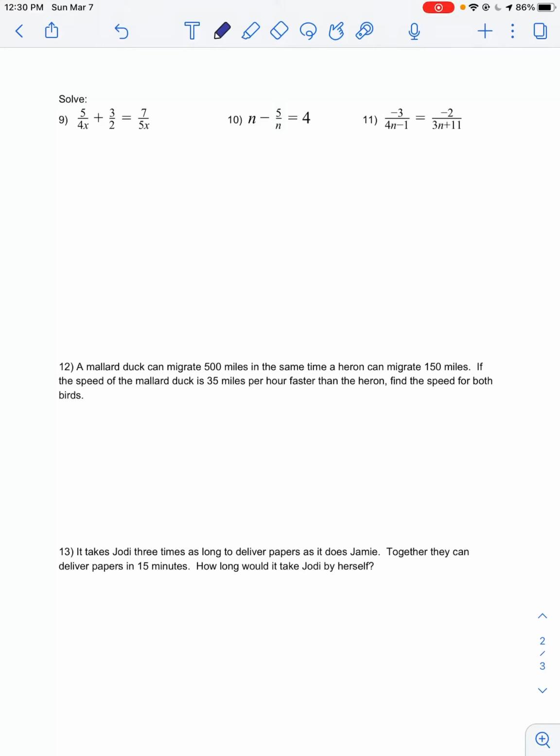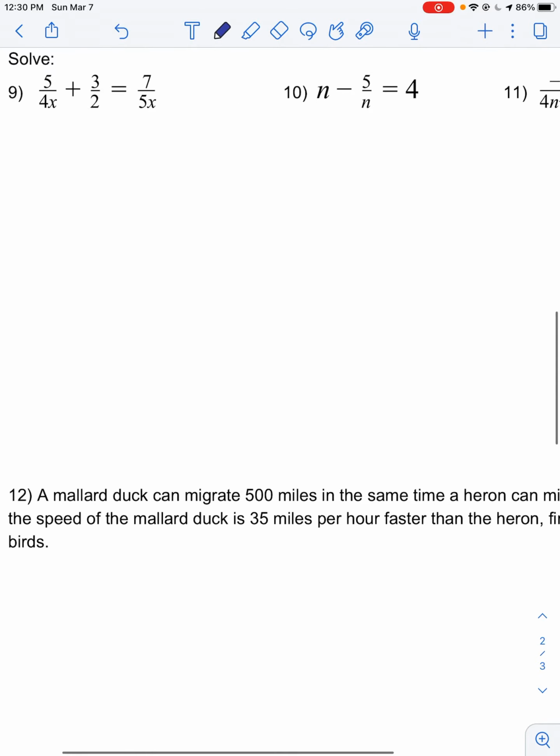So the second part of this review is where I solve some of these equations. So let's go ahead and take a look at our first equation. We can see that the LCD in this first equation is just going to be 20x. So I can clear out these fractions by multiplying every single term here by that LCD of 20x.